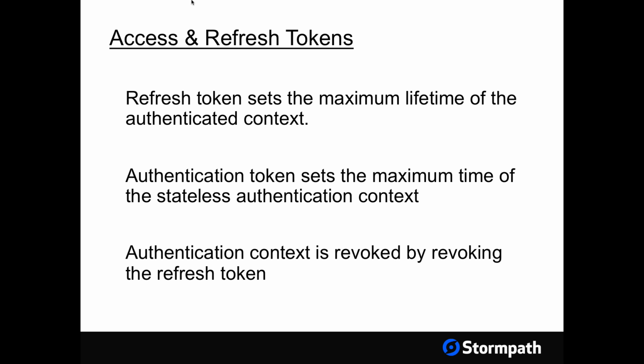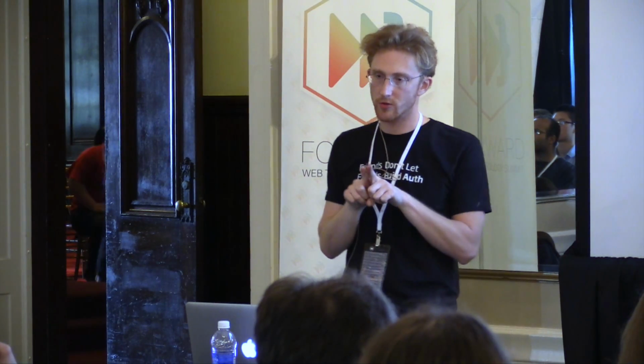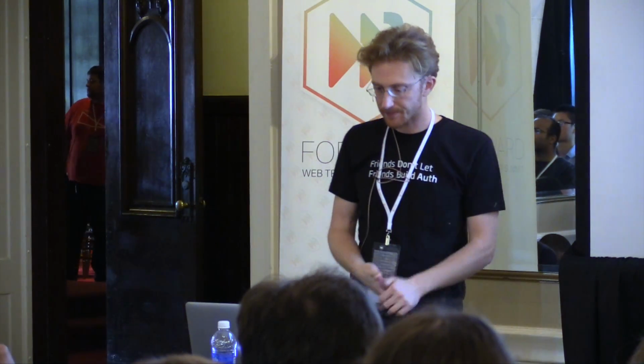So in this paradigm, the refresh token basically sets the maximum lifetime of the authenticated context. You can sort of think of the refresh token as the maximum amount of time that this authenticated session can exist. Whereas the access token sets that little bit of wiggle room: if you need to revoke the refresh token, how long can this compromised token be used for?